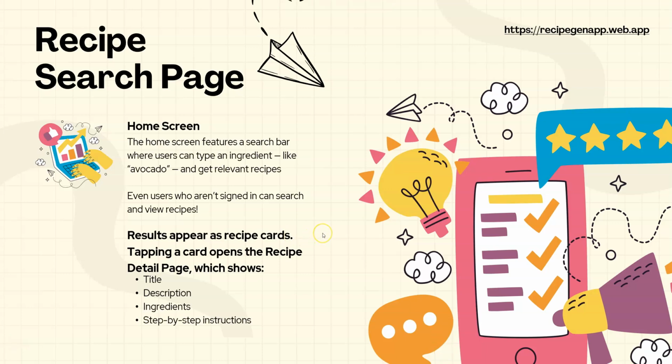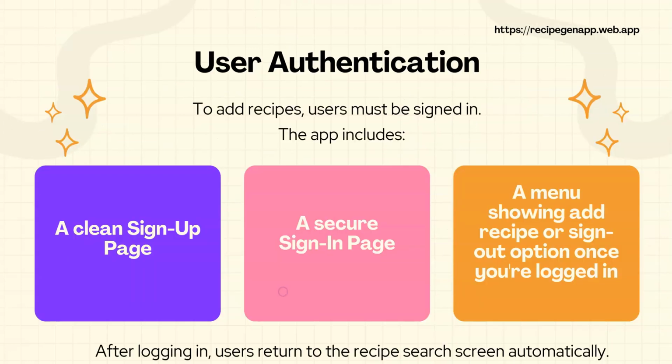So what we just went over right now, you can search in the search bar and view recipes, and recipe results appear as recipe cards, just a little colorful card. Tapping a card opens the recipe with the details, which include the title, description, ingredients, and step-by-step instructions.